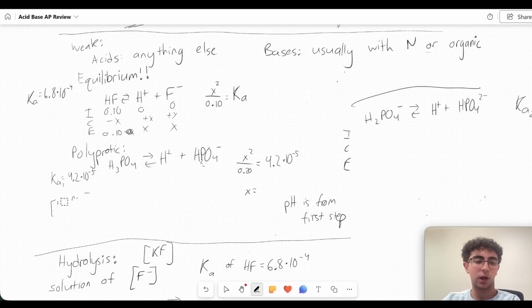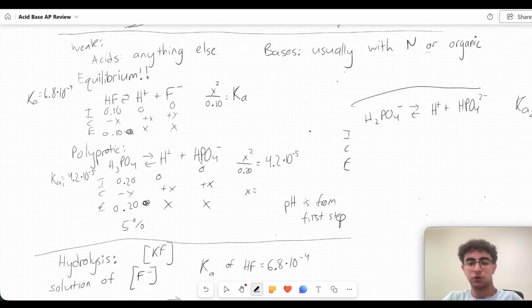We're still going to do our ICE chart as an equilibrium calculation. So if we have 0.20, these will start off at 0, 0, and then minus x, plus x, plus x. Since our K value is 10 to the negative 5, we can pretty much assume this negative x goes away by 5% rule. And then this will end up being x and x. So our equilibrium will be x squared over 0.20 equals our K value, which is this.